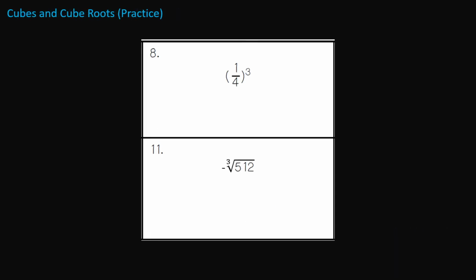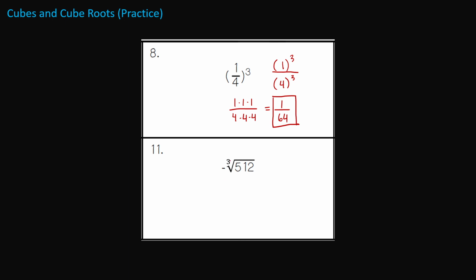Now for cubes and cube roots, let's take a look. Let's say we want to cube a fraction. Well, we're cubing the numerator and we're cubing the denominator. So this would be 1 times 1 times 1 over 4 times 4 times 4. And when we simplify that, that comes to be 1 over, well, 4 times 4 is 16, and 16 times 4 is 64. So 1/4 cubed is 1/64.